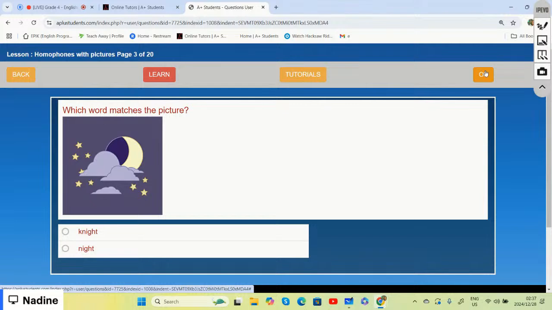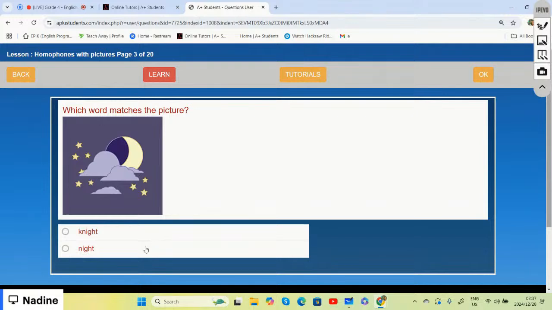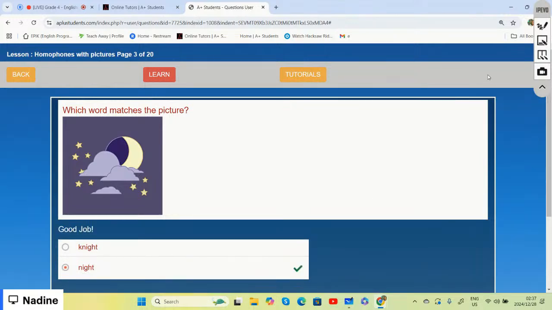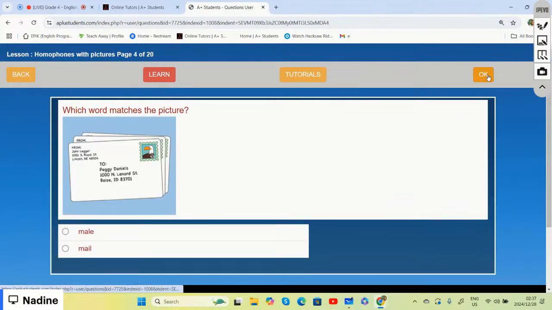All right, then if you were to choose the correct option, then yes, night, option two is correct, which is night. Well done. The next one, we need to choose the word that matches the picture.